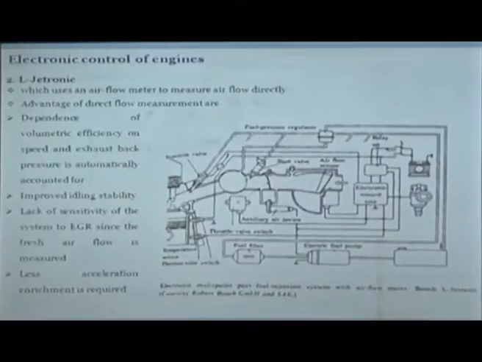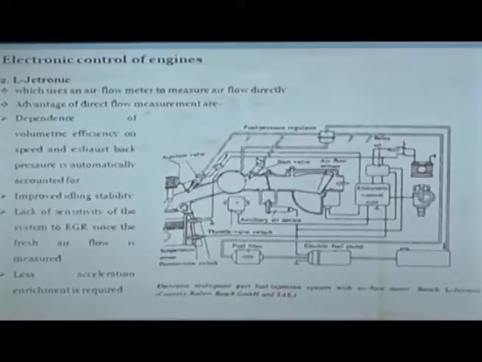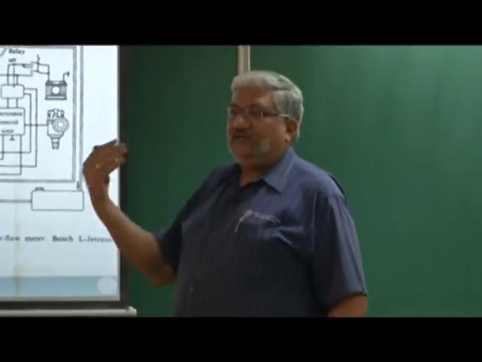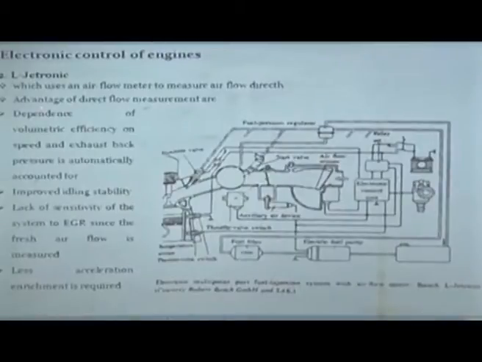Now suppose you don't want to use this system and you are worried about the accuracy of the system. So later on another system was developed which was called the L-Jetronic system, and here the difference is that the mass flow rate was directly measured rather than calculated via lookup tables which have vacuum, temperature and pressure measurements. You have direct measurement. So how is it done? Here you are using an airflow meter to measure the air flow rate directly.